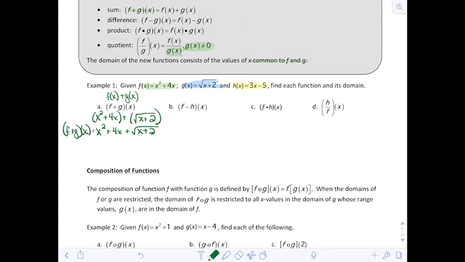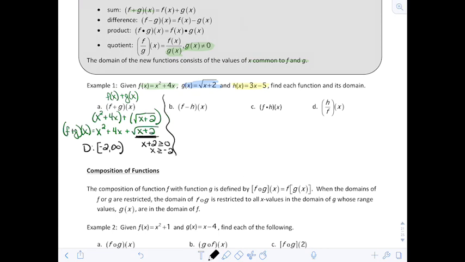Now we need to talk about the domain. So we do have a square root, so we have to know the domain values that are allowed. X plus 2 has to be greater than or equal to 0, so x has to be greater than or equal to -2. So as it comes to writing our domain value in interval notation, -2 is the smallest value that we can have, and then anything after that up to infinity is acceptable. Okay, so there's the first one.